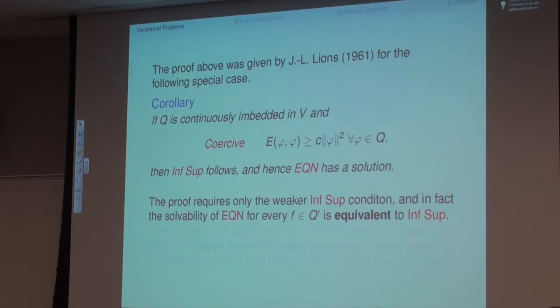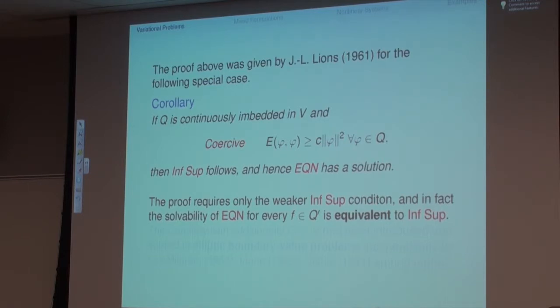So what? That's the proof that was given by Jacques-Louis Lions about '61. But he did it for the following special case. He was assuming that the space Q is continuously embedded in V, and that the E satisfied a coercive statement. That's kind of like a positive definite statement on that one.